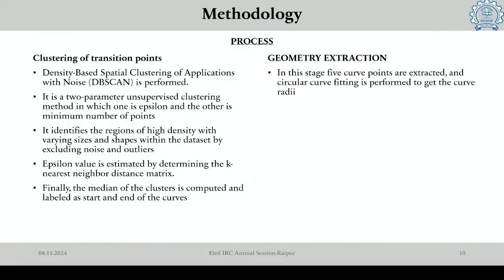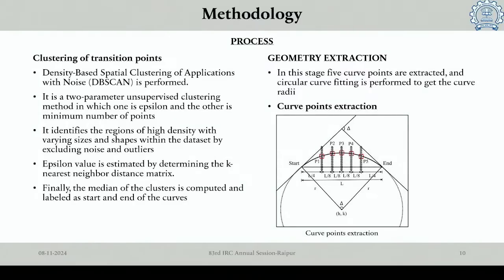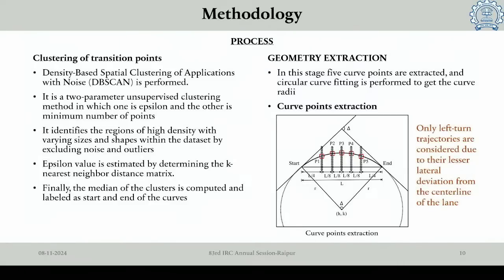So the final stage is the geometric extraction. In this, the curve points are extracted by joining the obtained start and end points in the curve identification, and those are divided equidistantly, and the perpendicular bisectors are drawn towards the curves, and the point clouds are extracted, and the medians are found to get the curve points. In this process, only the left turn trajectories are considered, since the drivers tend to maintain less lateral deviation in the left turns rather than the right turns.